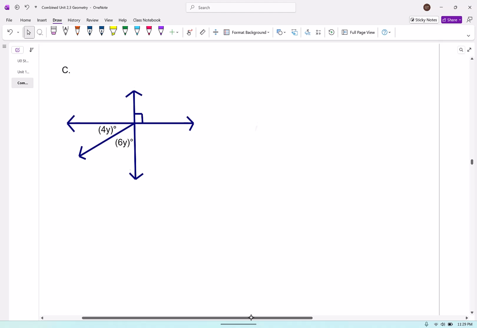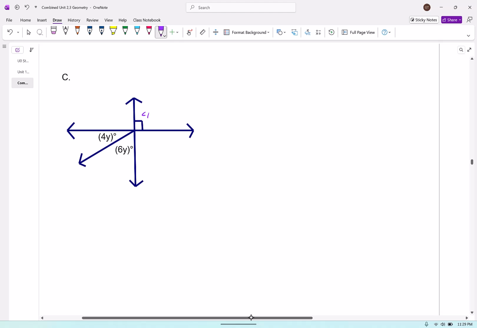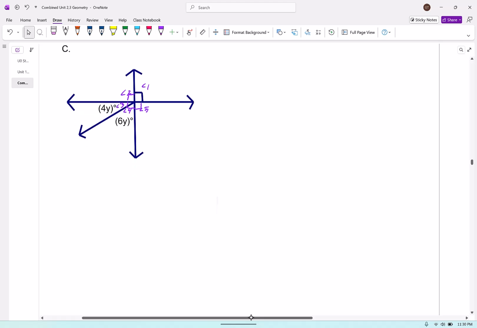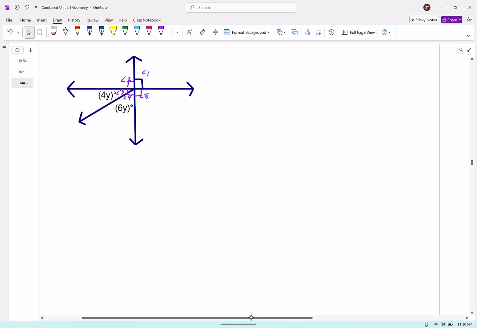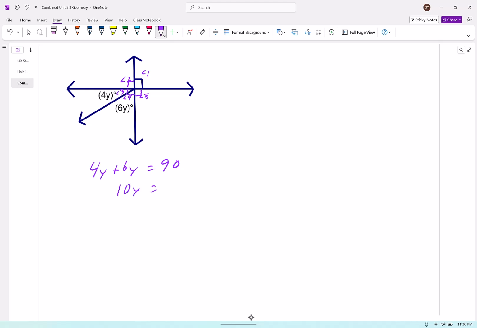All right, if I look down at this one, let's just label this angle 1, angle 2, angle 3, angle 4, angle 5. So if angle 1 is 45, then I know that angle 5 is going to be 45, angle 3 is going to be 45, and therefore those are going to be 45. Or sorry, not 45, 90. All those are 90. So if that's the case, then 4y plus 6y equals 90. So 10y equals 90, y equals 9.